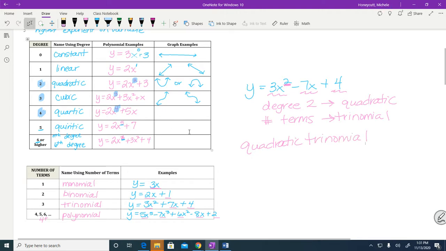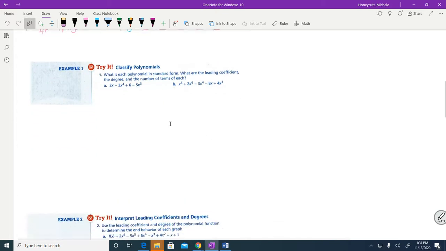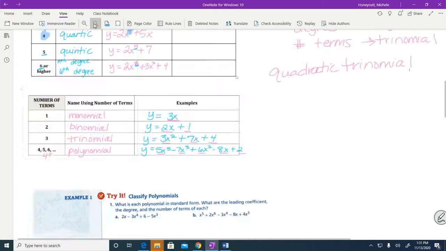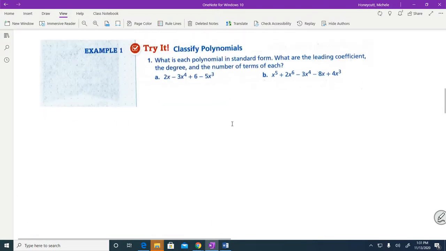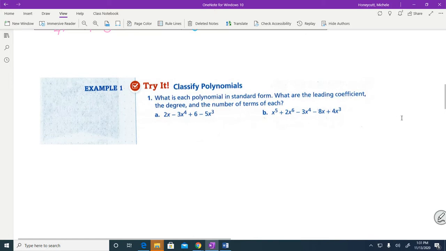So now we can turn to page 118 in your workbooks and look at these examples here. So example 1a, it's saying what is each polynomial in standard form? What are the leading coefficient and degree? And what's the number of terms? And I also am going to say, because I know you guys are so smart, we're going to classify the polynomial. So that means name it according to degree and number of terms.